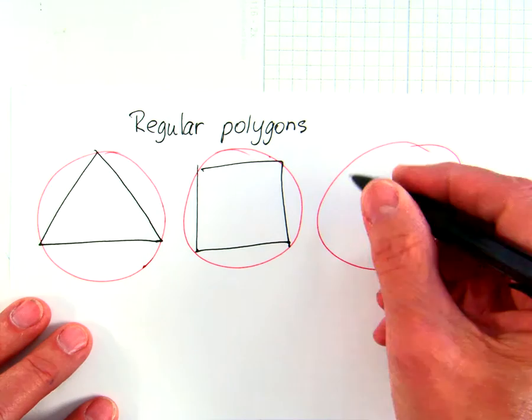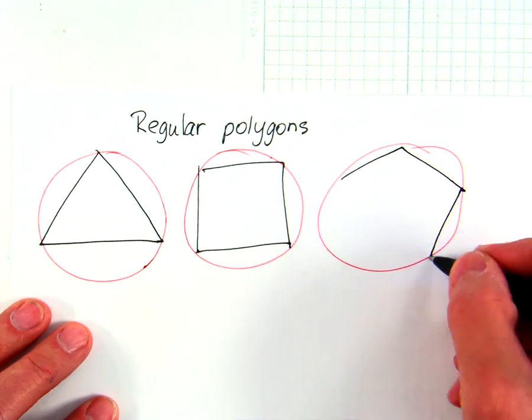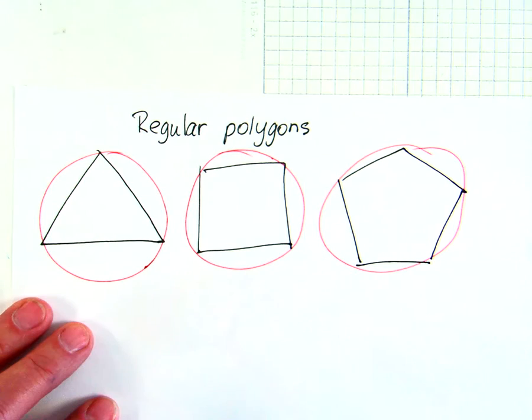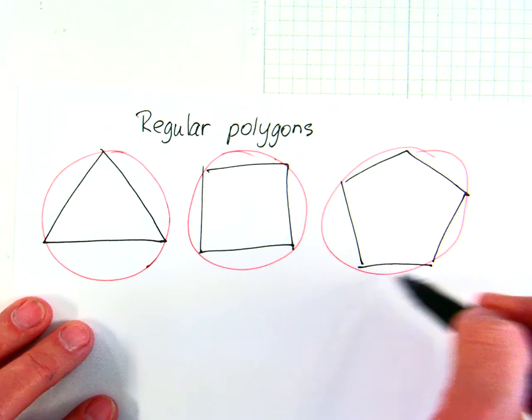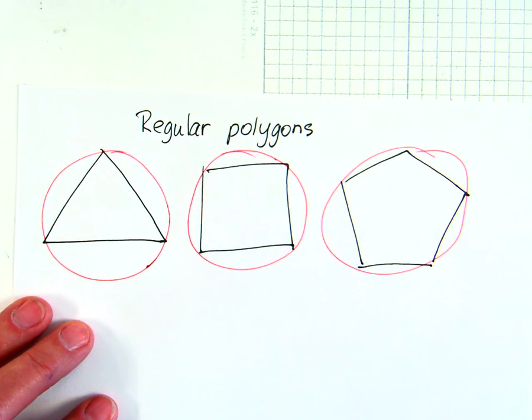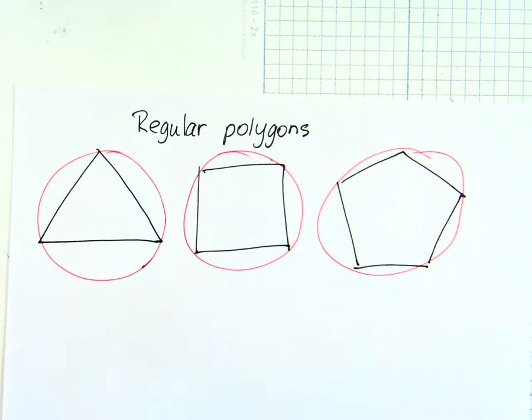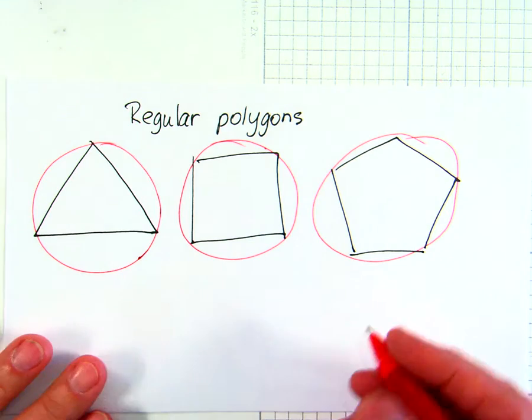A pentagon. If I have a regular pentagon, it can be inscribed. A circle can be drawn around it such that each of the vertices is on the circle. A little bit more terminology. First off, all triangles can be circumscribed. All regular polygons can be circumscribed. There are other polygons that can also be circumscribed and some that cannot.